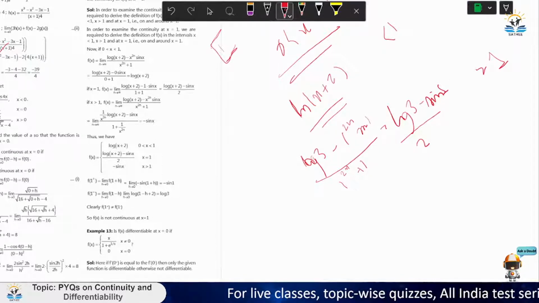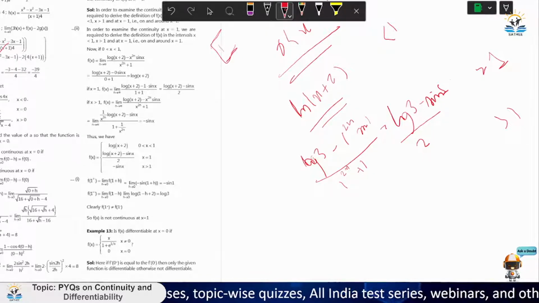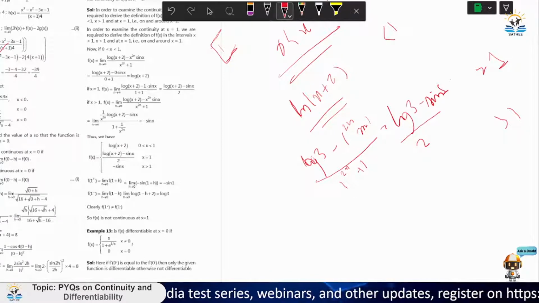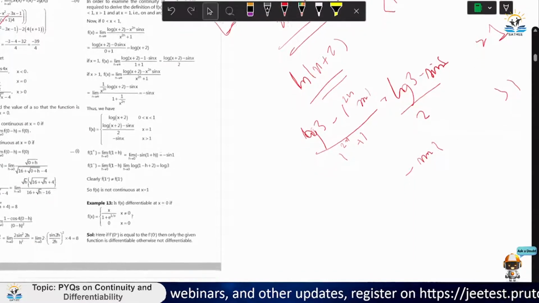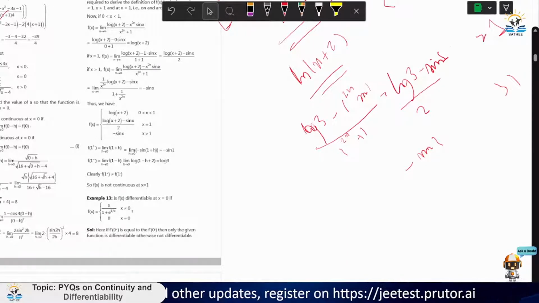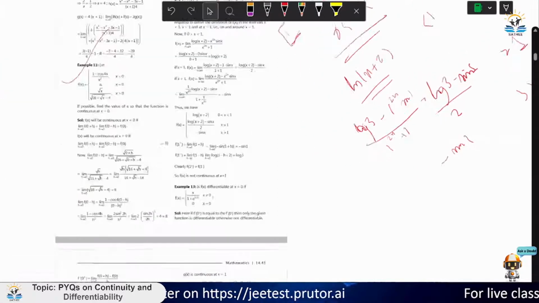And now for x greater than 1, it would go to infinity and infinity, right? Both of these values. So with infinity and infinity in question, I'm simply left with sine of 1, and that is also a minus sine of 1. So this is what we have. And now I have to check the continuity at 1. So what am I left with? It is not continuous. Basically, you can simply say that it's not continuous.